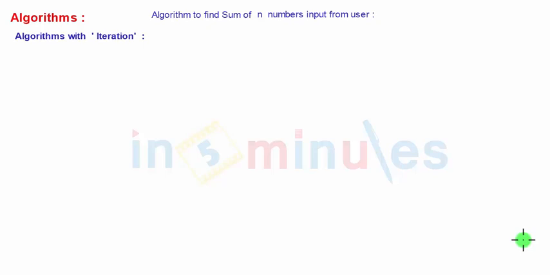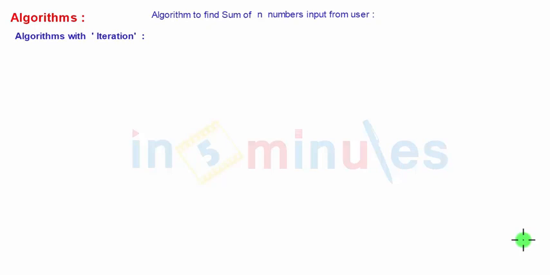Now let's see an algorithm to find the sum of n numbers input from the user. Such kind of algorithm we have done for 3 numbers, to input 3 numbers and find the sum and average. It was a sequential algorithm because the numbers were fixed and too few.